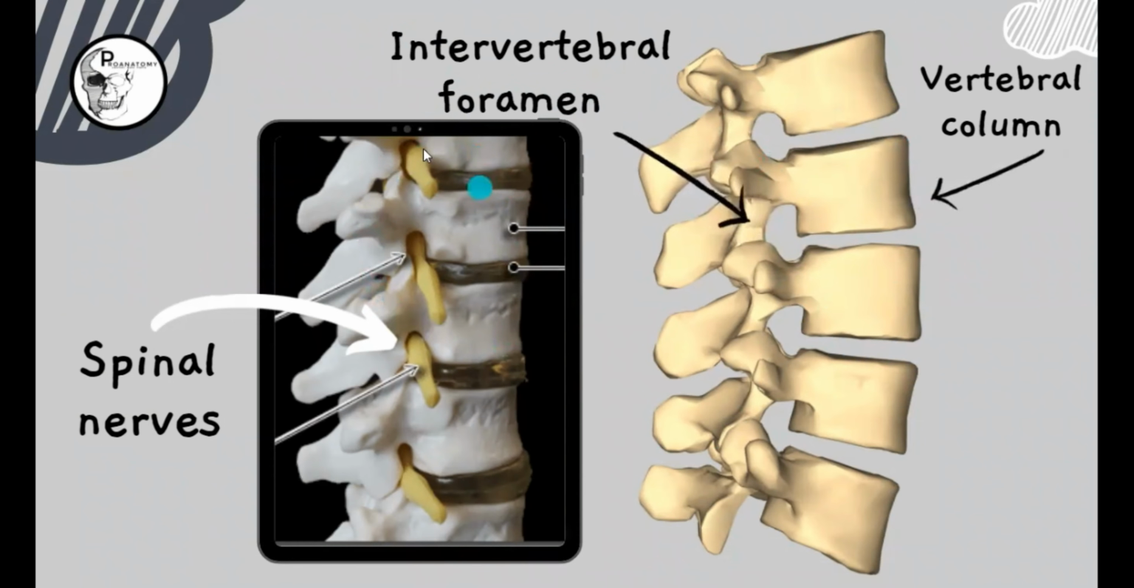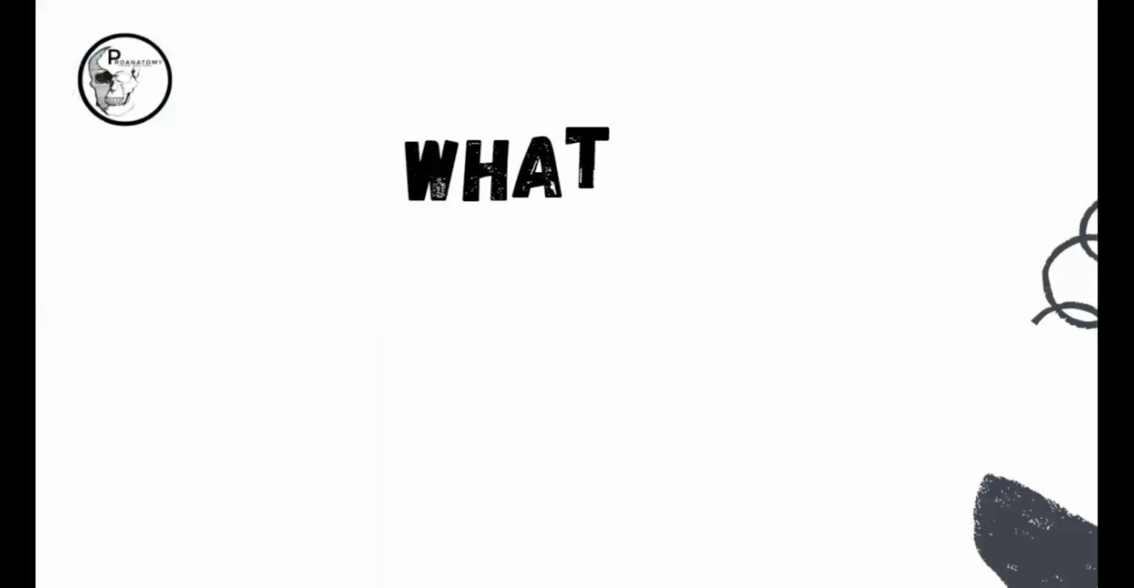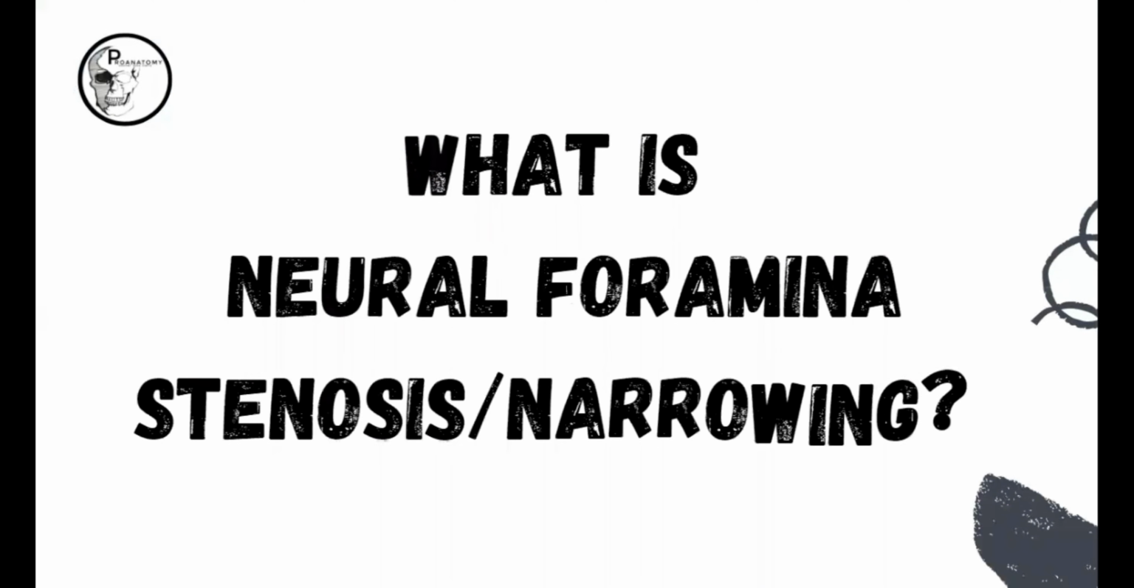On the picture on the left side, you can clearly see the yellow colored lines which represent the spinal nerve roots, and you can see how they are coming out through this intervertebral foramen. So this is how you have to understand the neural foramina first. Now let's have a look at what is neural foramina stenosis or narrowing.